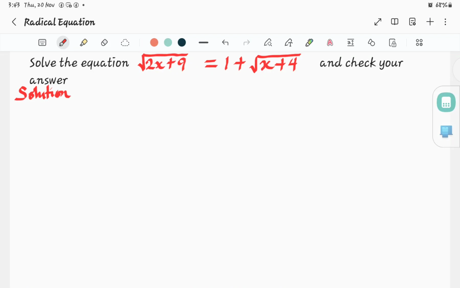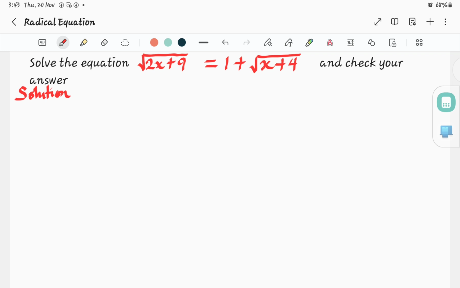Okay, all right. So we have a question here, and it's your boy teacher Olumide right here to help you out. So we've been asked to solve this equation that we have here, and we've been asked to also check up with our answer.